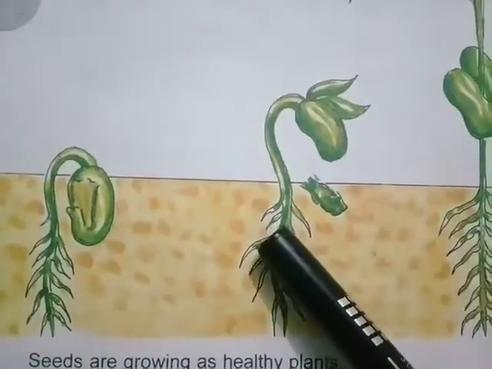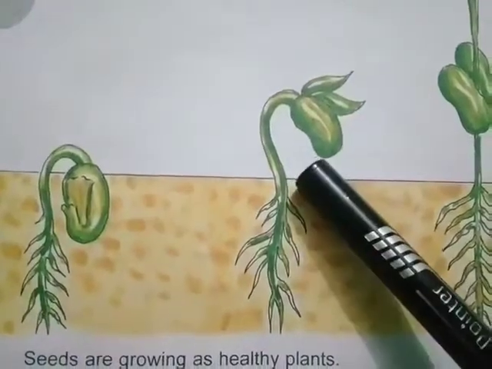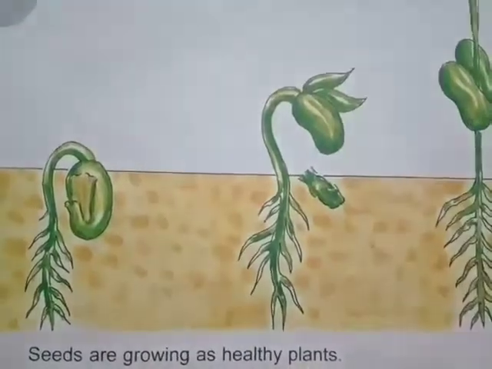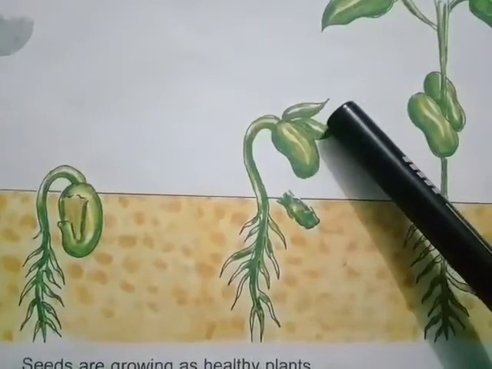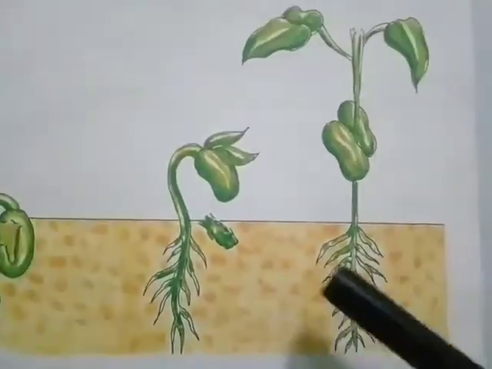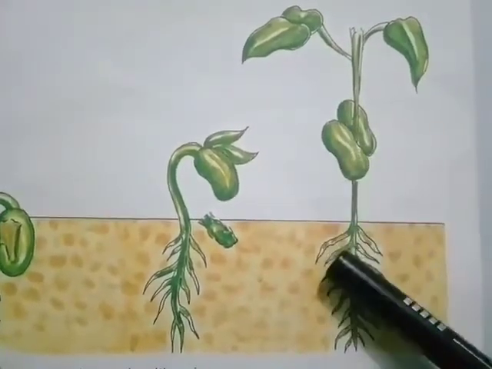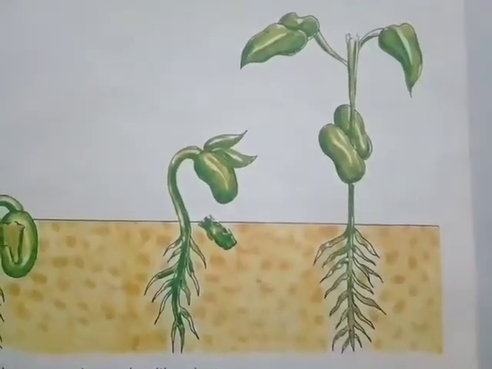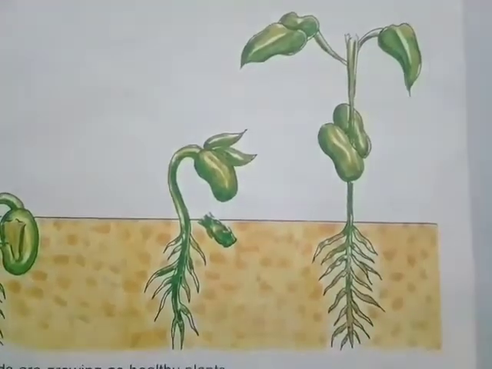In the next step, the shoot then appears and grows upwards towards sunlight. In the fourth step, the leaves start growing. You can see in the picture the leaves start appearing, while the root, stem and leaves are forming. The young plant lives on the stored food inside the seed. At this time, the young plant is called a seedling.